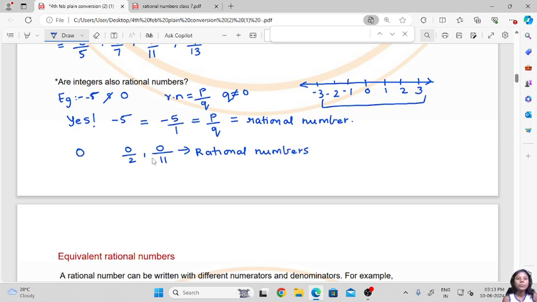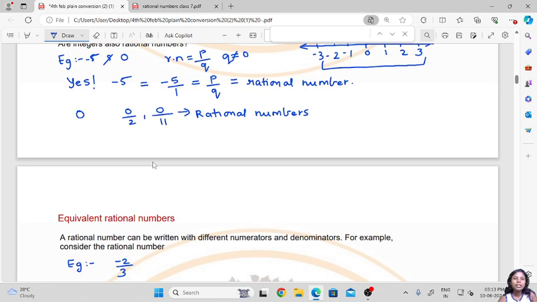So here our 0 is p and our q is 2. So we have still p by q happening here, and we also made sure that q is not equal to 0 over here. So this answers: are integers also rational numbers? Yes, they can be rational numbers.